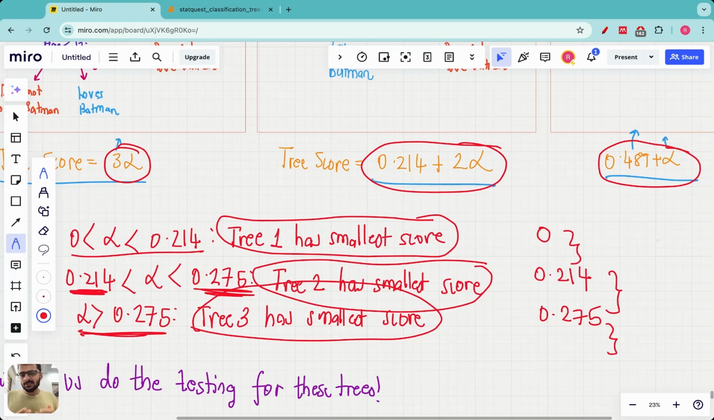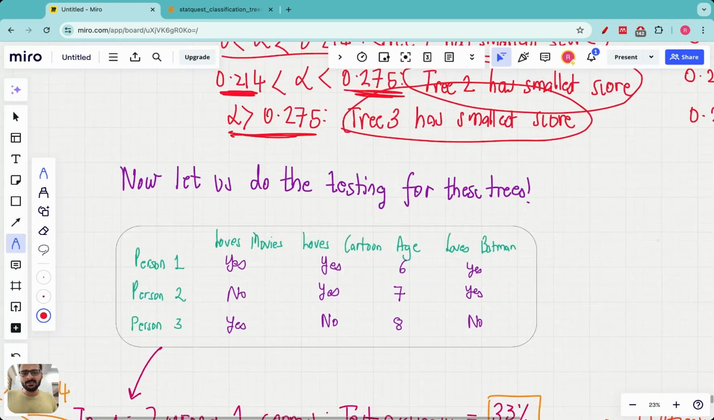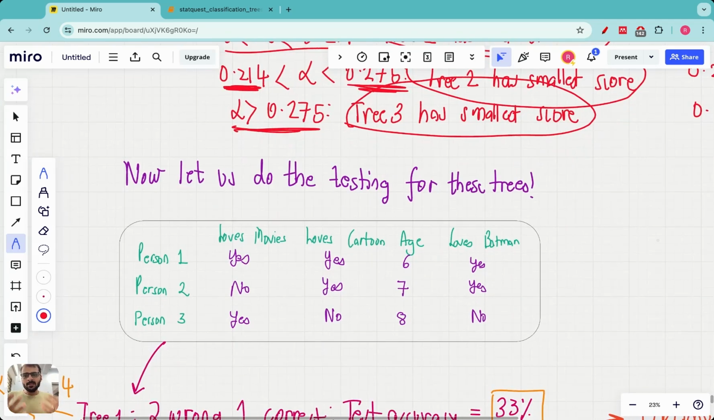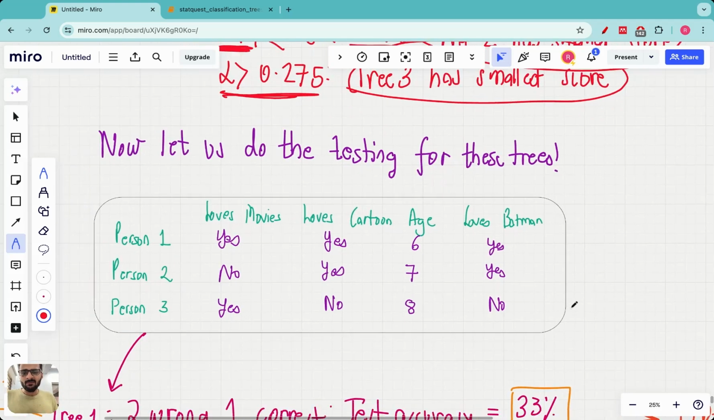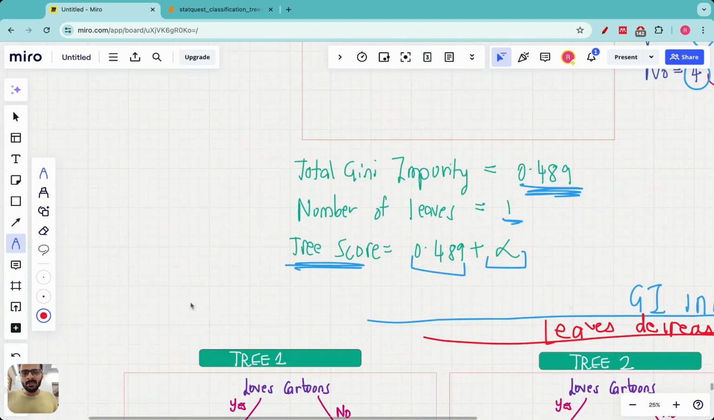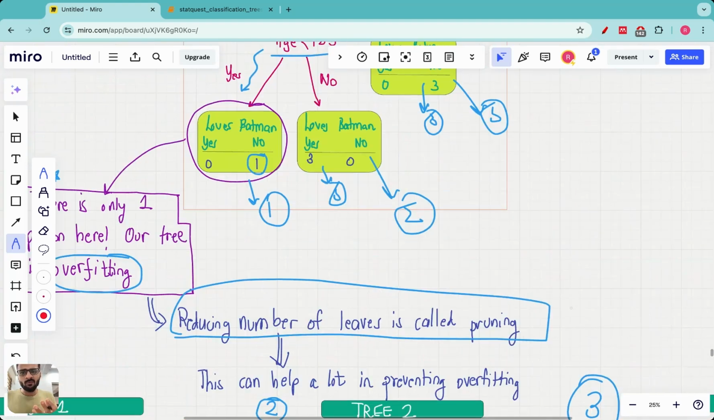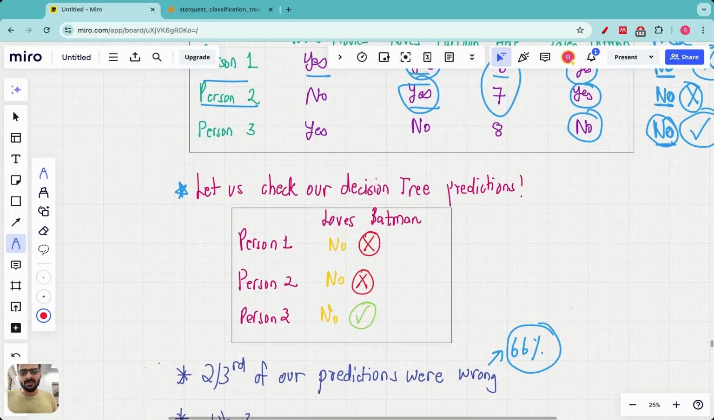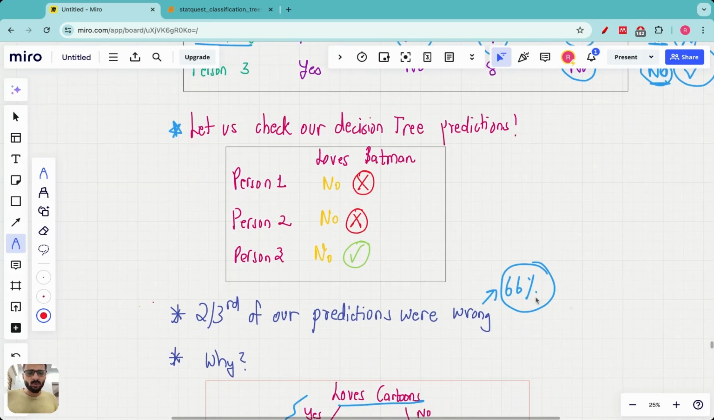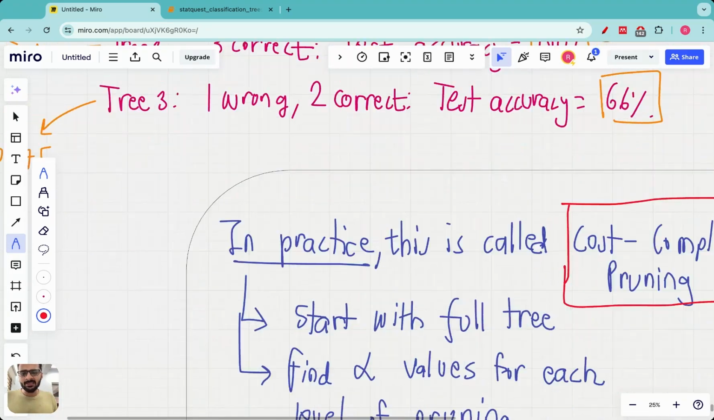So now let us actually do one thing. Let us do the testing for these three trees which we have constructed, and let us do this testing for person 1, person 2, and person 3. Remember that person 1, person 2, and person 3 we had already seen before, and we had seen that the tree which we constructed had only 33% accuracy. It got two-thirds of the predictions wrong.